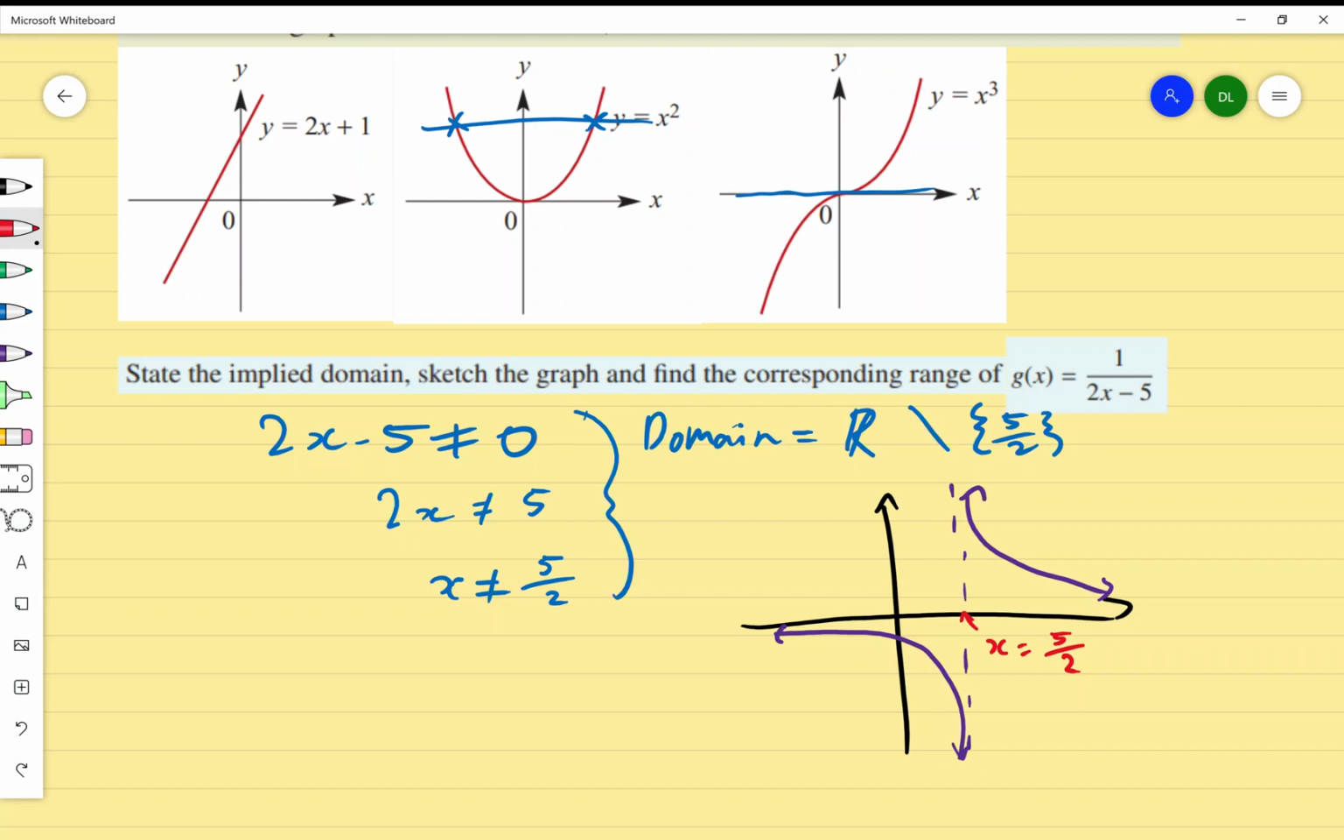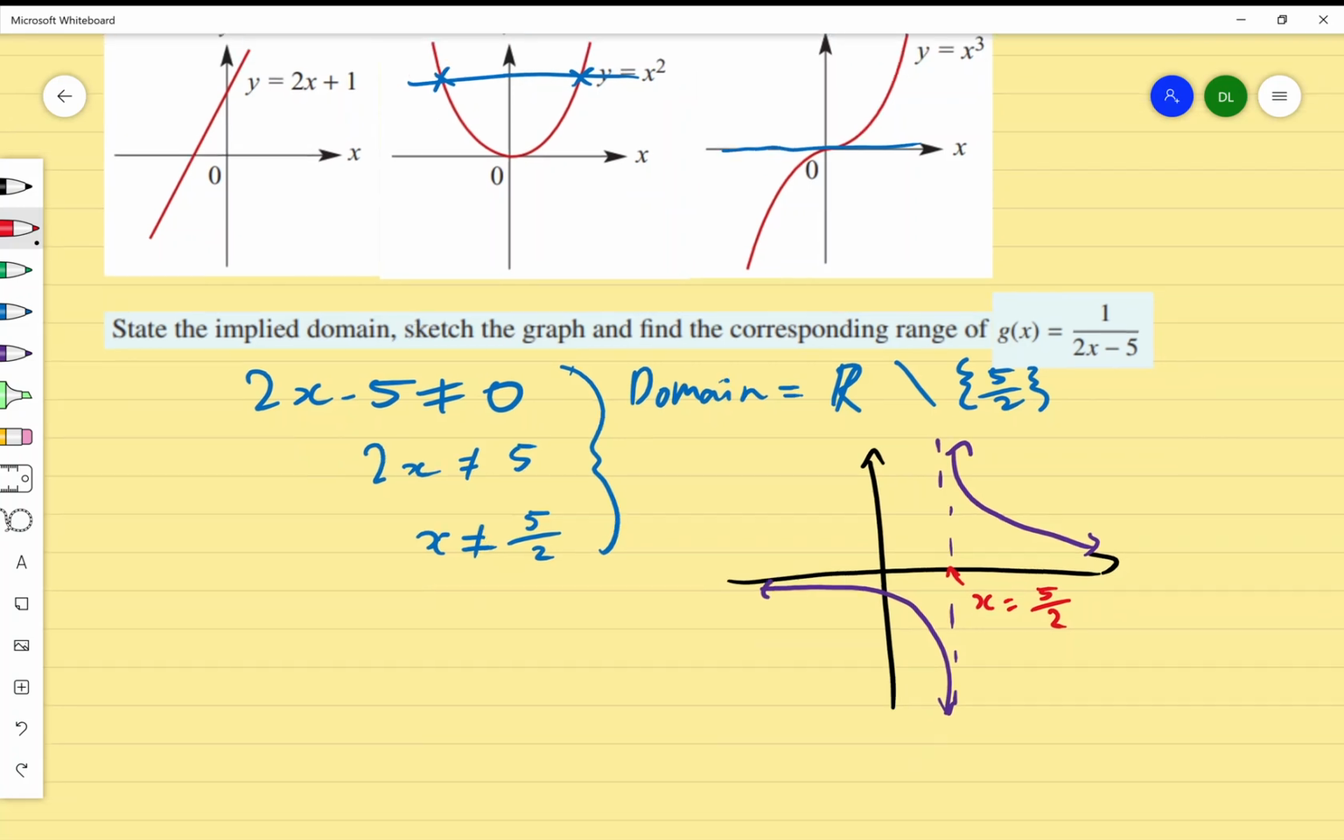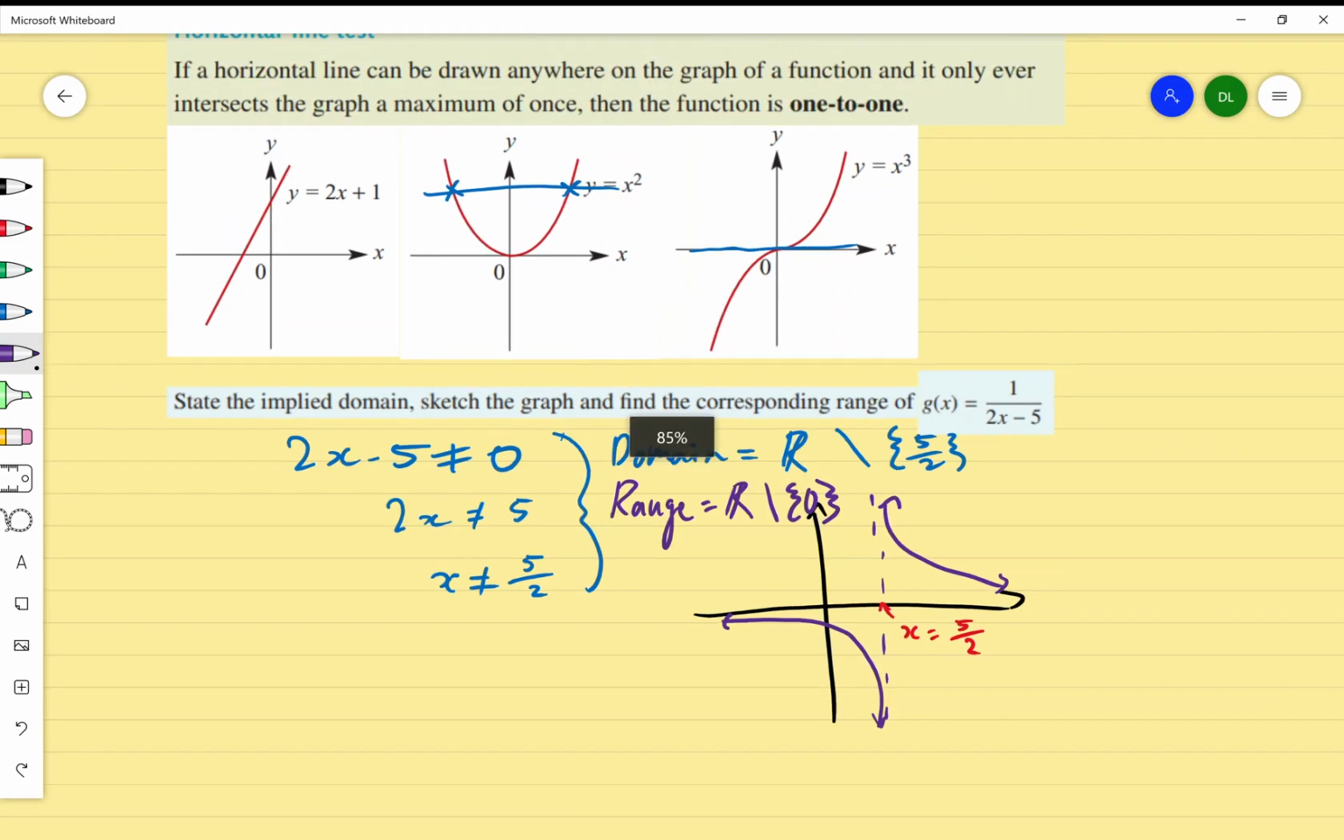I could have 1 divided by a million, it'll still give me 0.000 blah blah blah all the way, but it wouldn't give me 0. And so therefore I have y equals 0 as an asymptote because I cannot reach y equals 0. And so therefore my range is all real numbers barring 0. Hopefully that makes sense. Let me know if you have any questions.